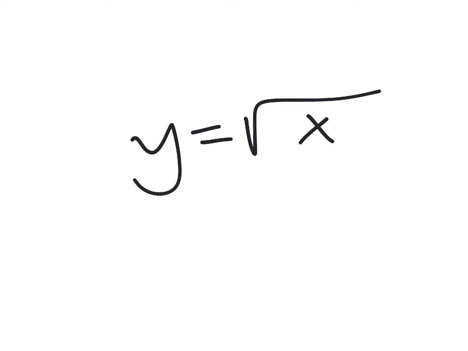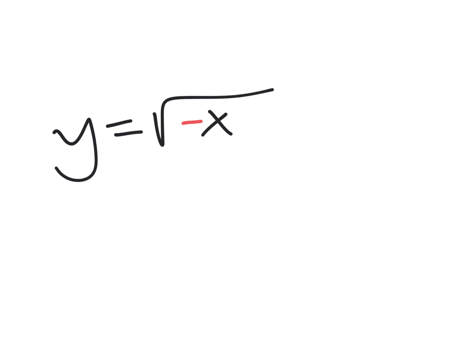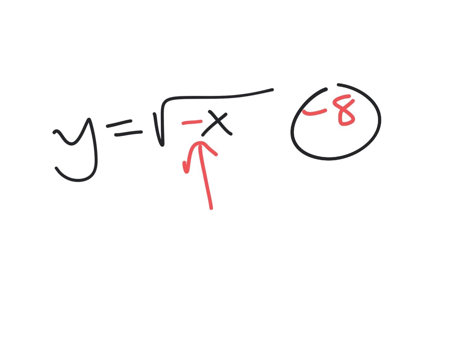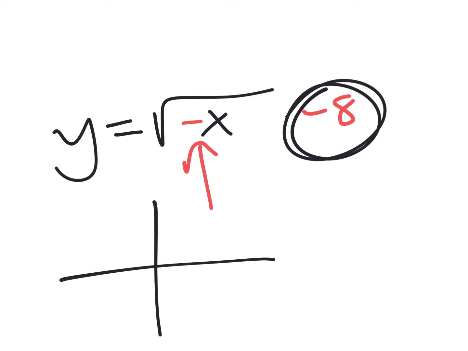So what if I had this? y equals square root of x, and then I throw a negative here, and then on the outside, I put a -8. You should be able to say, okay, is that a vertical or a horizontal reflection, or a flip? And this does something also. So here's the normal square root graph. The parent graph is what you start with. And then what happens?